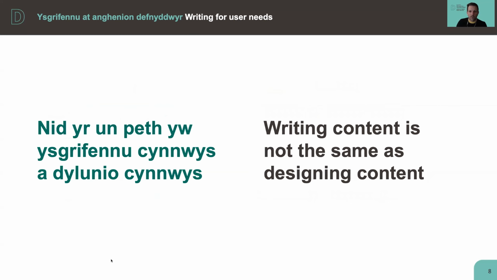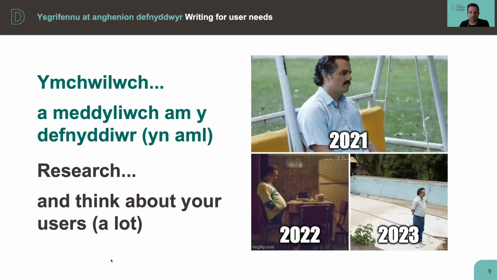So this is how I explain really the main difference, I think, between writing content and designing content. Being a content designer means working from user needs. So two things as a content designer you should always do: research and think about the users.